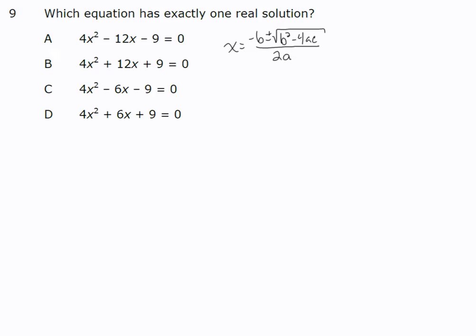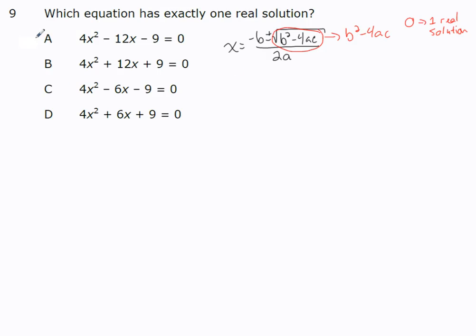So the discriminant is the part underneath the radical, this b squared minus 4ac. Now, if the discriminant is 0, then there's only one real solution. If it's positive, there's two real solutions. And if it's negative, there's no real solutions. So we want to see which one out of these equations has 0 as the discriminant. All we really need to do is pick out the b, the a, and the c, and plug them in right here to b squared minus 4ac, and see which one gives us 0.